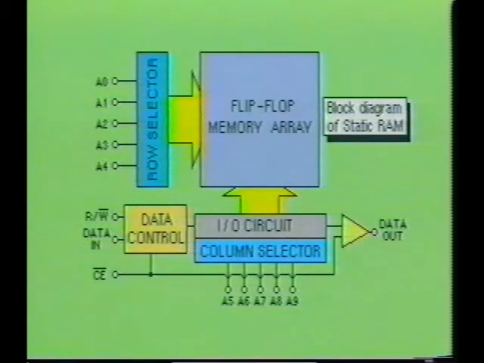Reading data from the RAM device is not a complex operation. First, the desired address is selected. Next, the chip enable input, not CE, is brought low. After a very short period of time, the data at the selected address will be present at the output. As you may have noticed, there is only one data output on this device.